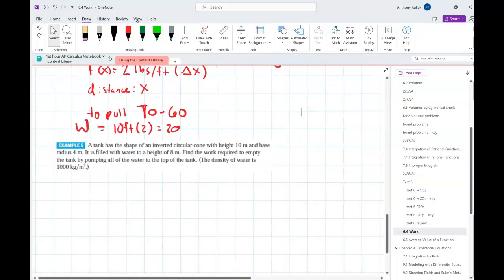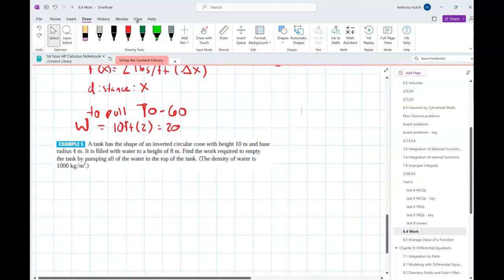All right. One more example here. I know you guys love these. A tank has the shape of an inverted circular cone with a height of 10 meters and a base radius of 4 meters. It is filled with water to a height of 8 meters. Find the work required to empty the tank by pumping all of the water to the top of the tank. The density of water is 1,000 kilograms per cubic meter.